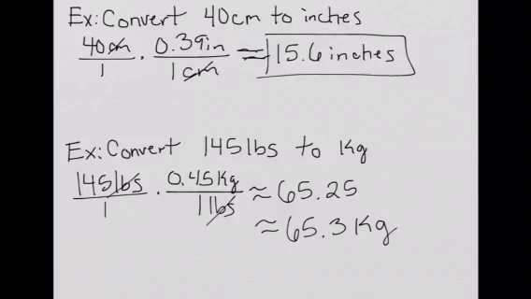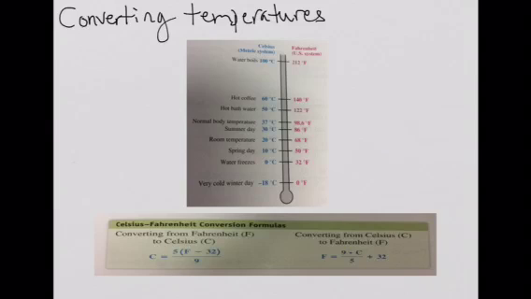But now we're going to shift a little bit. We're going to go look at temperature now. Usually in the metric system they work off of Celsius degrees, and in the US system we work off of Fahrenheit. So let's look and see how we would convert between the two different types of measurements in temperature.